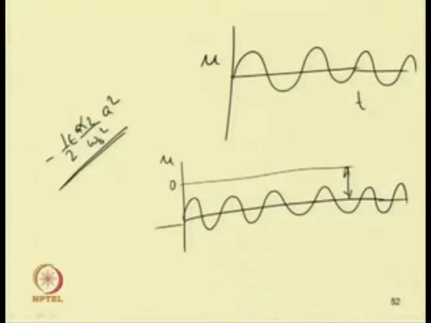So, the oscillatory motion no longer oscillates about the line u equal to 0, but it will oscillate about this point, that is minus half epsilon alpha 2 by omega 0 square a square. So, in this case also one can study the subharmonic and superharmonic resonance condition.